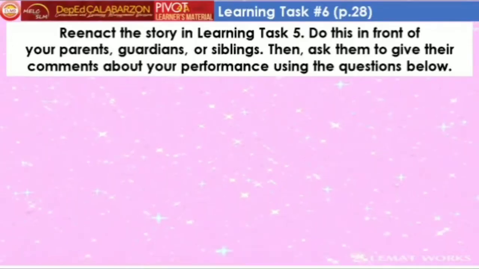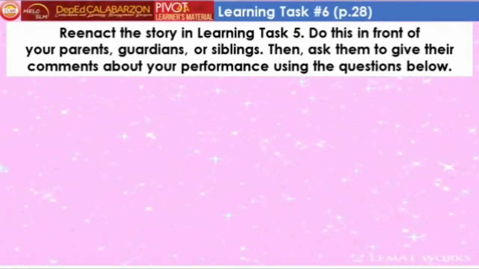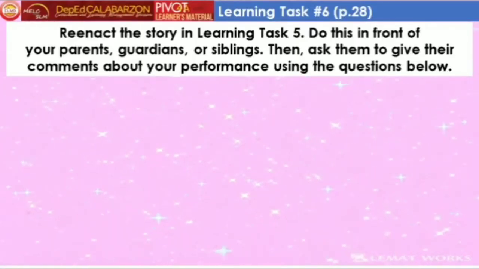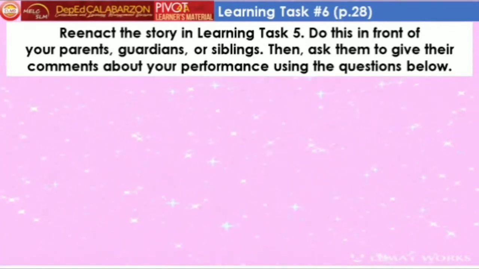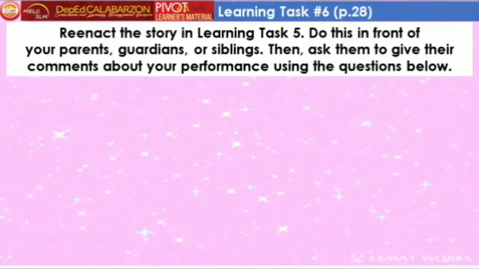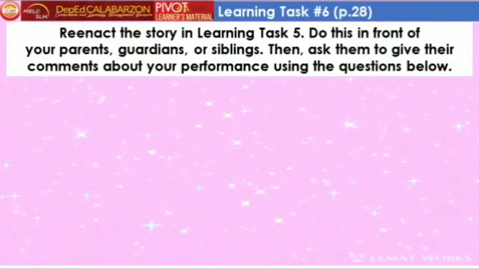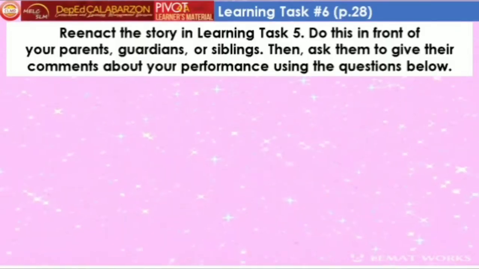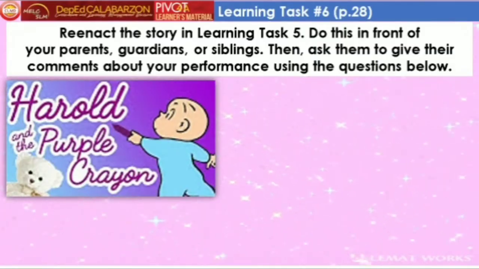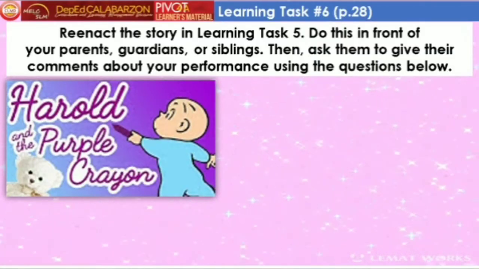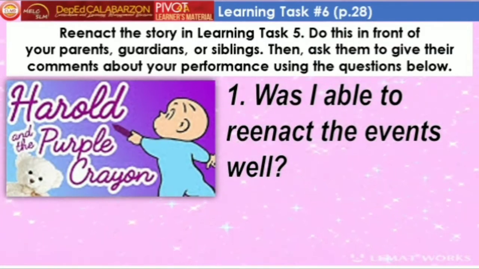Okay, on learning task number 6 on page 28, you are going to reenact the story in learning task number 5. Do this in front of your parents, guardians, or siblings. Then ask them to give their comments about your performance using the questions below. So you are going to reenact the story about Harry and the purple crayon. Here are the questions that you have to ask them.